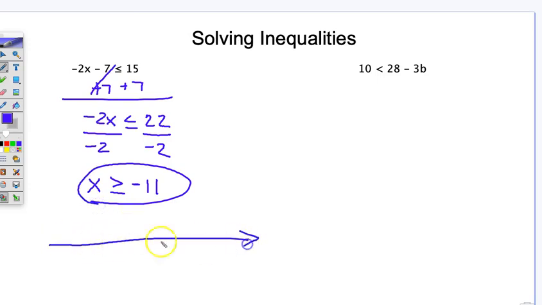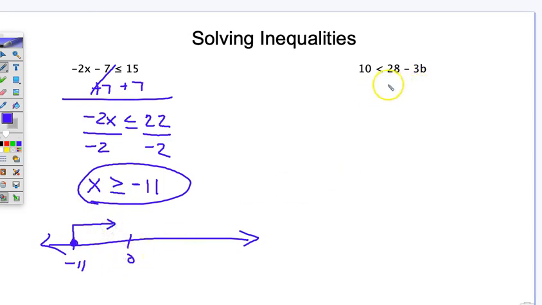And then, of course, you would graph this as well. Here's negative 11, somewhere to the left of 0. It does need to be a solid circle since it's greater than or equal to. And because x is greater than or equal to, it would bold to the right.